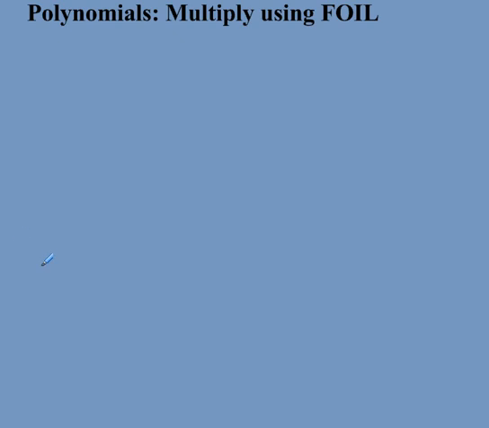This lesson is on multiplying polynomials using the FOIL method. We've been taught, or I've taught you in a previous lesson, that when you have this problem, two binomials being multiplied together, what we do next is to rewrite this in this form.